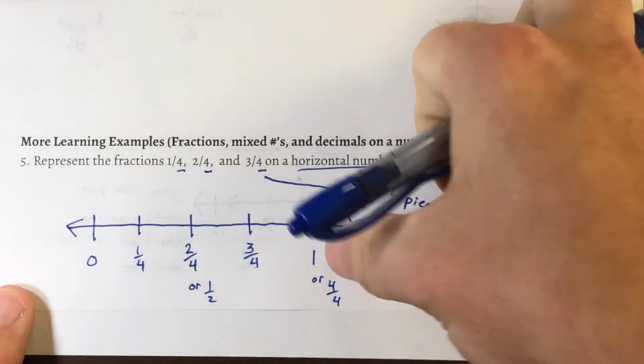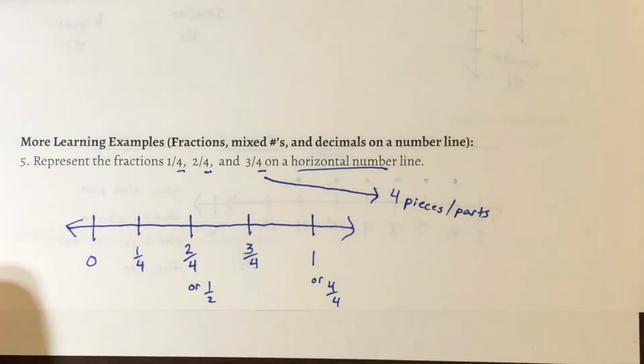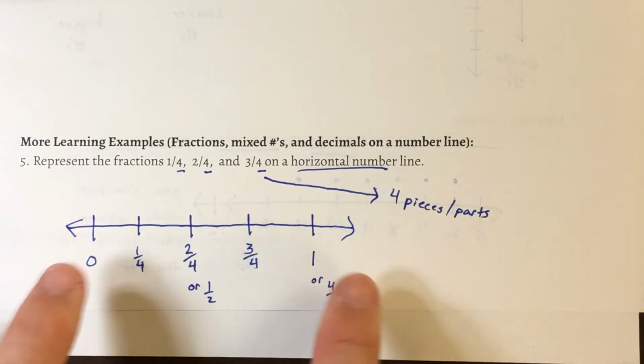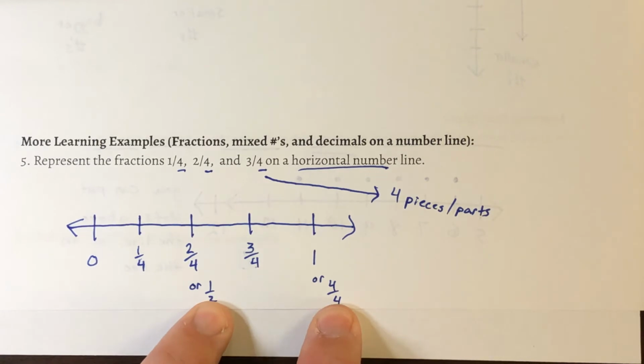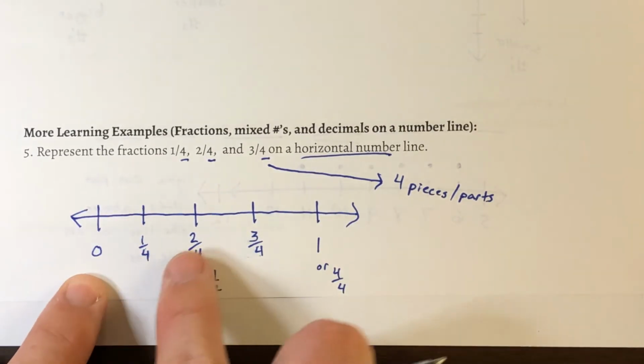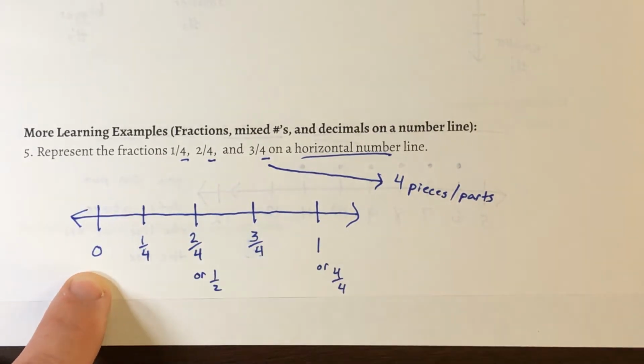And technically it is better to write the 1 than 4 out of 4. 4 out of 4 is technically not simplified. But again, for this lesson, we're not too concerned about simplifying. We're more concerned with the relationship of each number to the others around it.